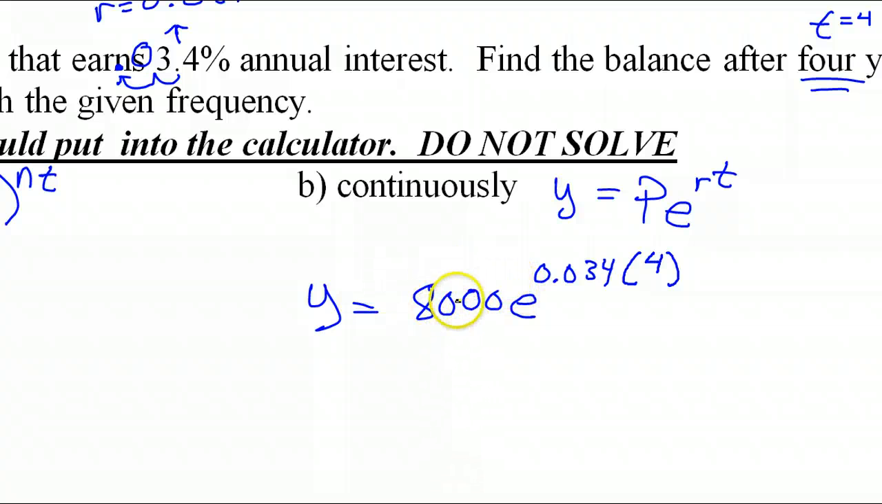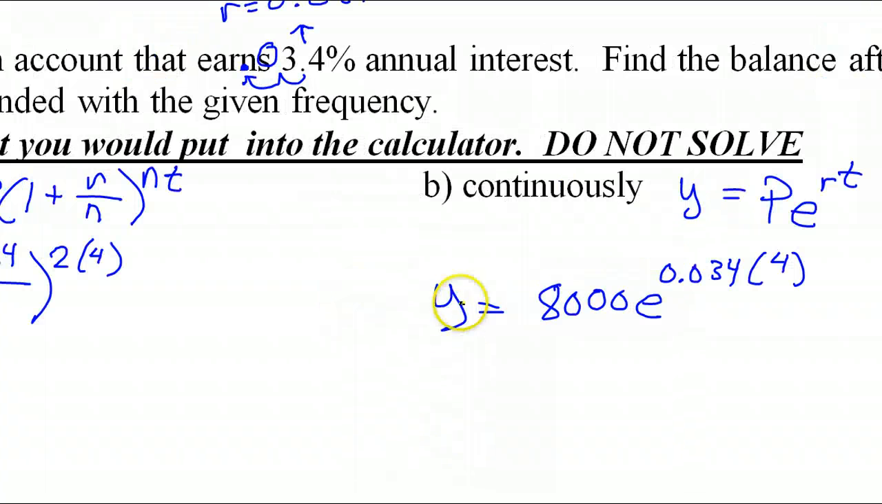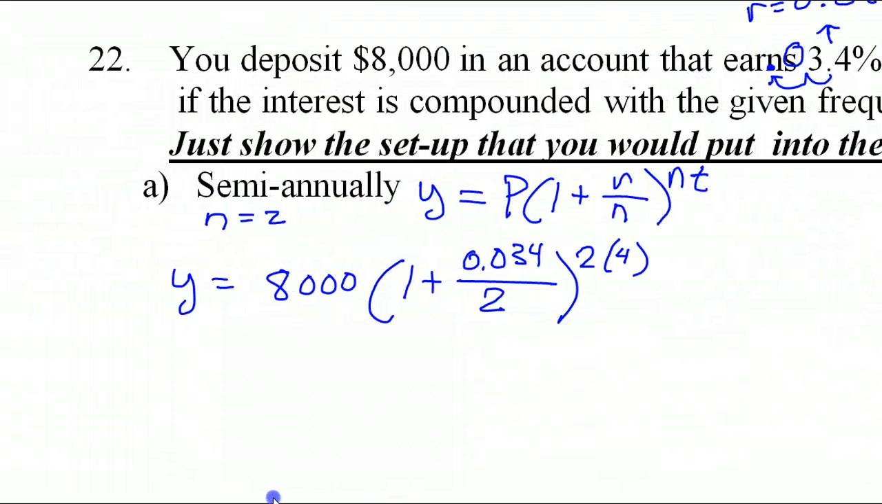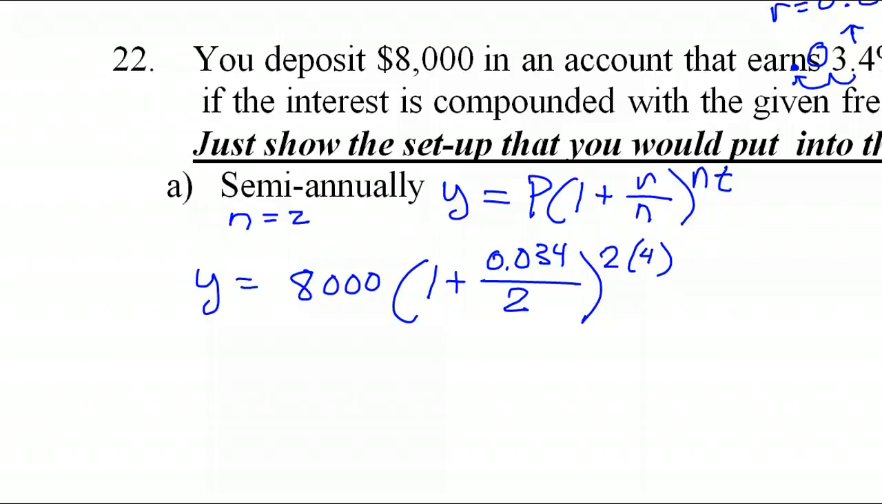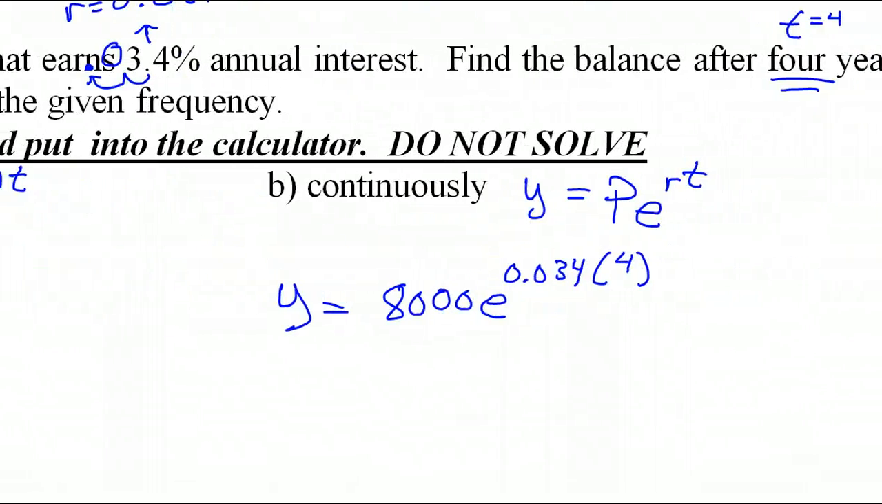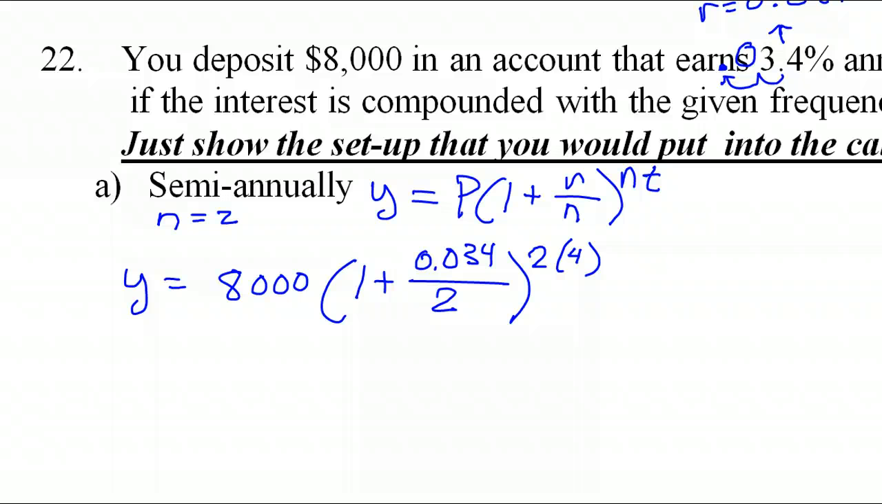Again, the 8,000 goes here because that's the initial amount. Y is the balance after 4 years. We don't know it. That's what we're supposed to find. So don't put the 8,000 here. Simple. That's it. And I'm pretty sure there are only 22 problems on this test. So that's the end of this test.